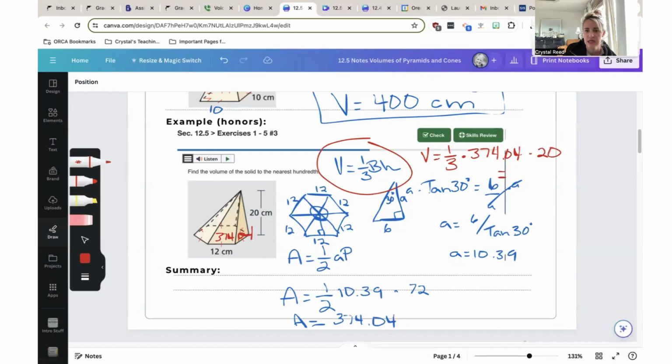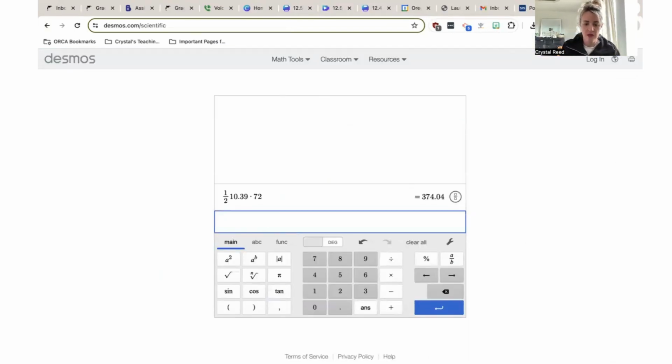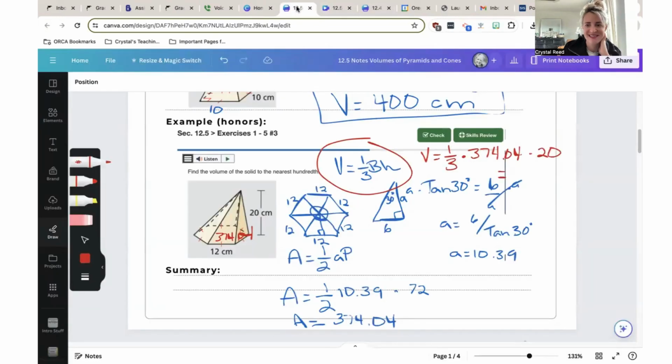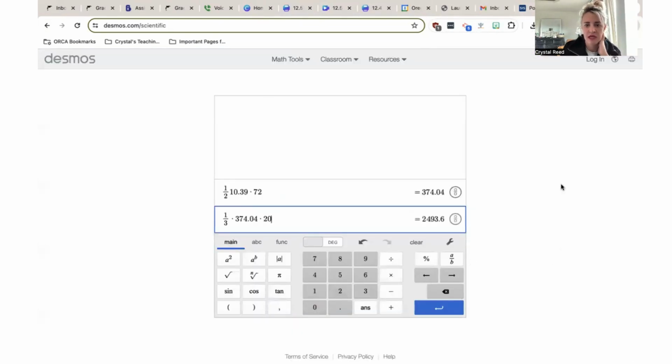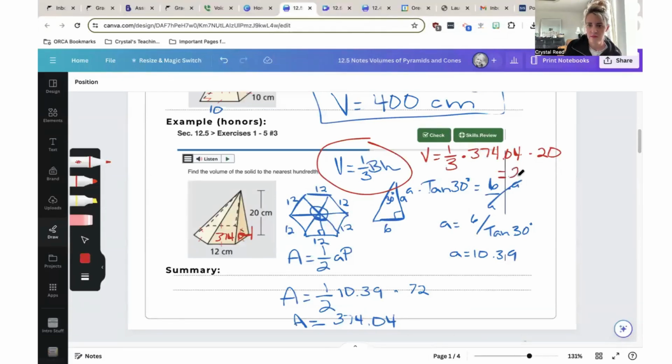So 1/3 times that 374.04, and then we're going to times that by our height, which I already forgot, 20. I think I checked. And 2493.6. And that would be centimeters cubed.